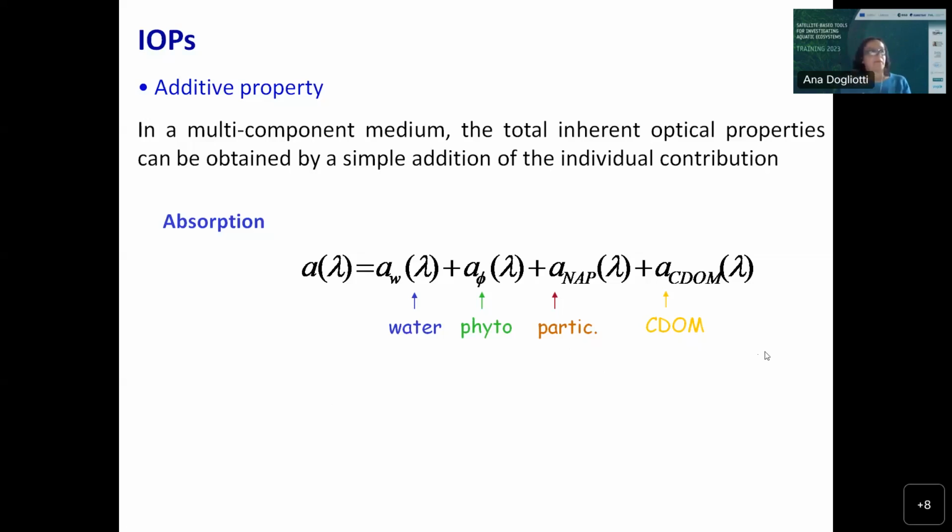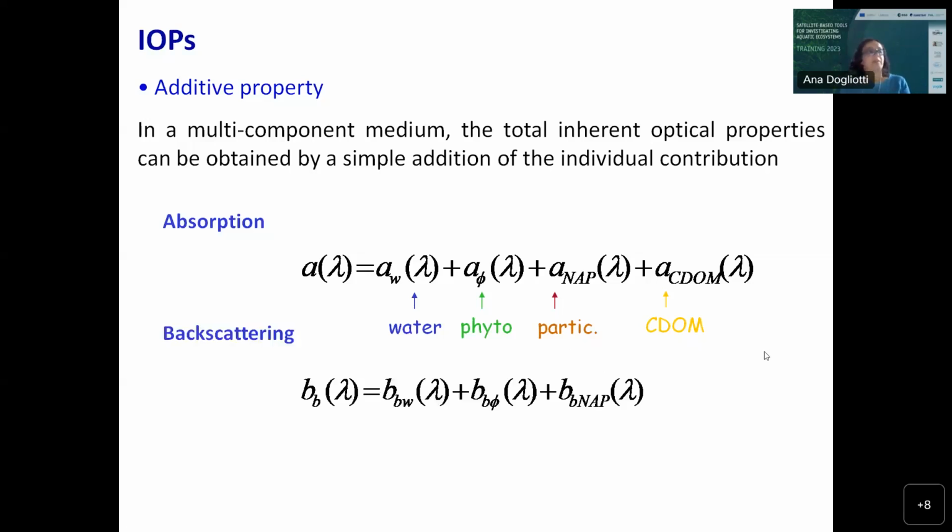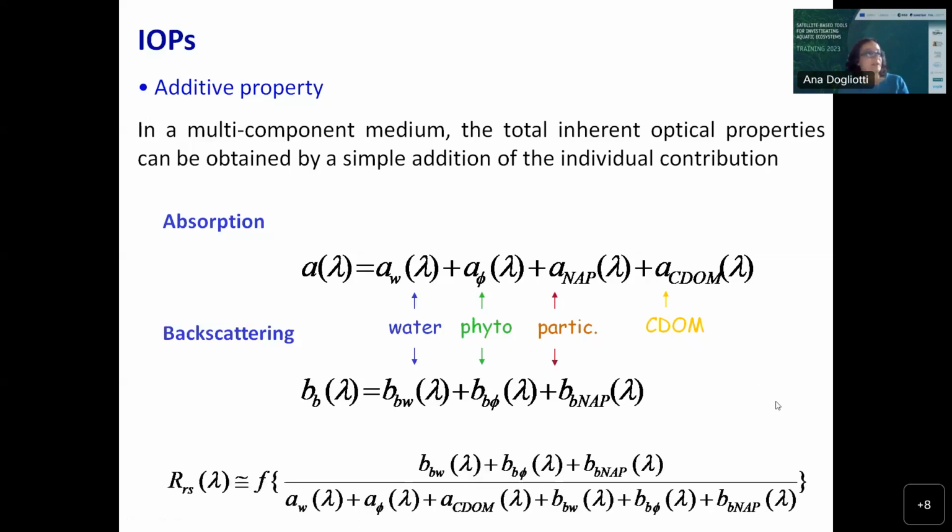And the same for the backscattering, the other IOP I've been talking about. The total backscattering can be expressed as the backscatter of the water, the phytoplankton, and the non-algal particles. By definition, and given the size of what can be defined as CDOM, it's assumed that CDOM doesn't scatter. So it will not appear here in the total backscattering.